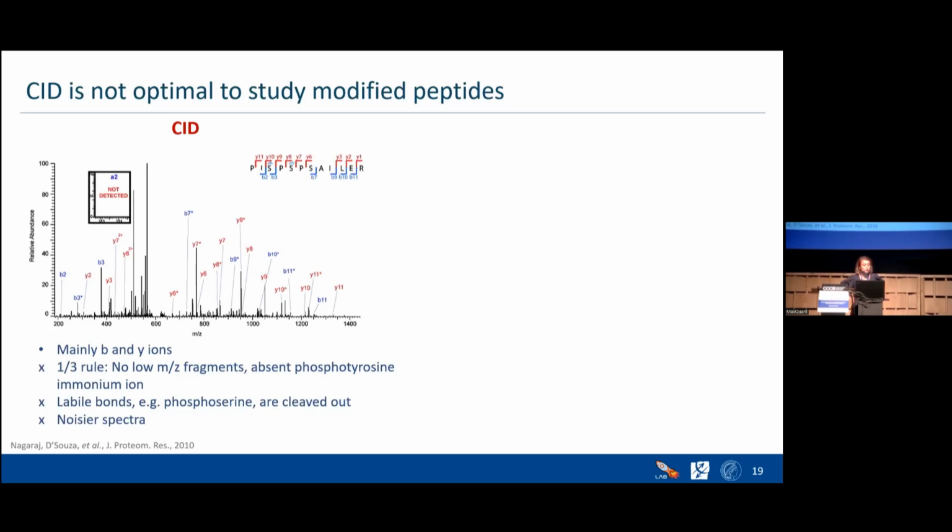We also don't have low m/z fragment ions. The phosphotyrosine diagnostic peak is in the low m/z range, below 200 m/z. In this case, as you see, the spectrum starts at about 200 m/z. So we will miss this kind of special diagnostic peak too.